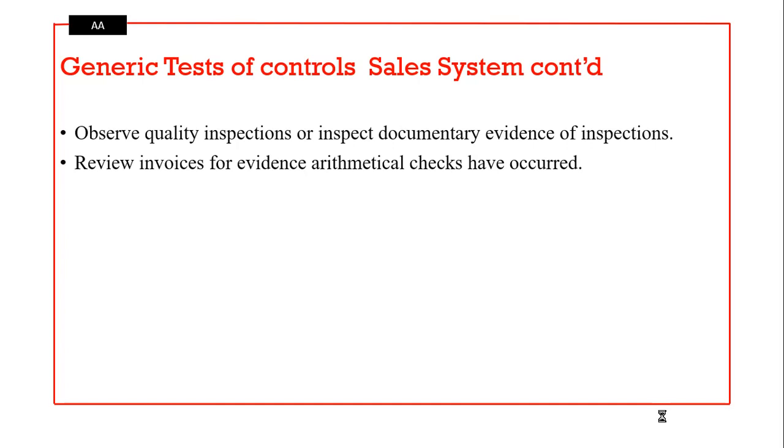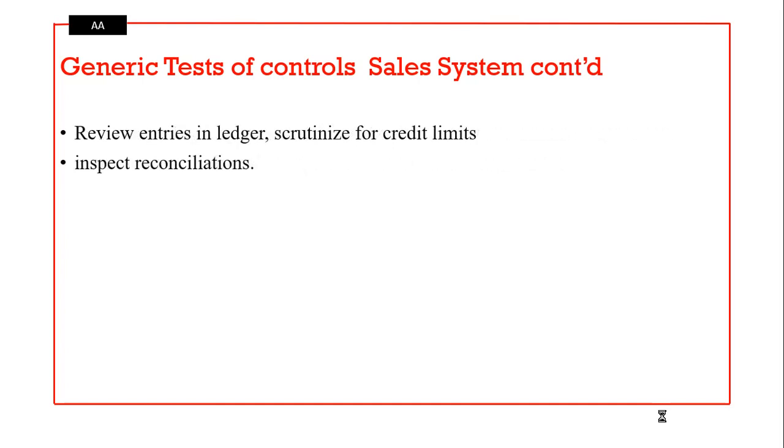Observe the quality inspection or inspect documentary evidence of inspections. This is very important for you, the auditor, so that you can see to it that the client pays attention to issues of quality. Review invoices for evidence of arithmetic checks. Okay, so remember what we said, that invoices must be accurate, and so it's your responsibility as an auditor to check that this is being followed.